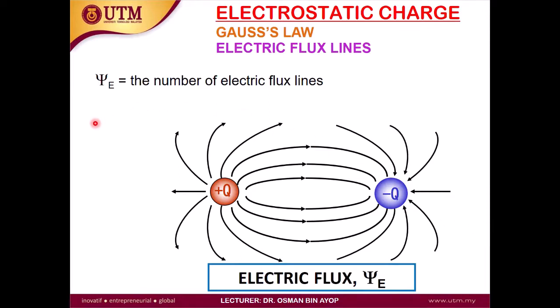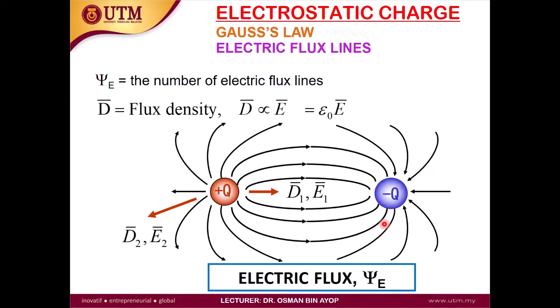So here, the flux refers to the number of electric flux lines, and the direction of the electric flux density, and also the electric field intensity, is the same as the direction of the flux lines, going out. Okay, D refers to the flux density. This is also a vector, where the magnitude of D is proportional to E, or equal to epsilon naught E.